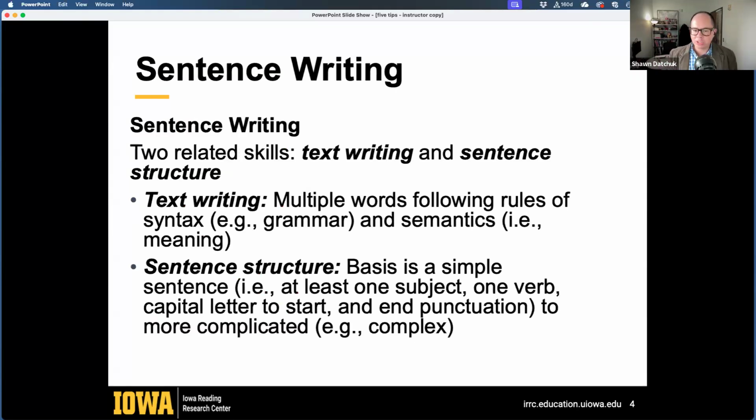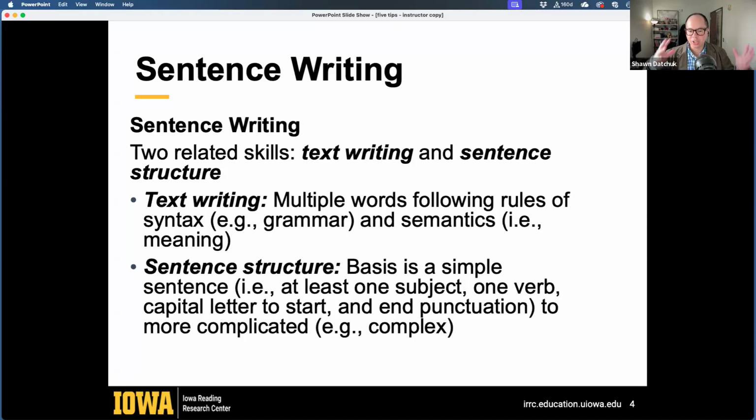First up, when we talk about sentence writing over the next about 25 minutes, I really am referring to these two interrelated skills. One would be text writing, and two is going to be sentence structure. Now, text writing is when we write multiple words that follow rules of syntax. So let's say grammar and semantics or meaning. So as students are able to compose multiple words that go together that follow these standard rules of grammar or syntax, and then also they make sense to a reader, that's text writing.